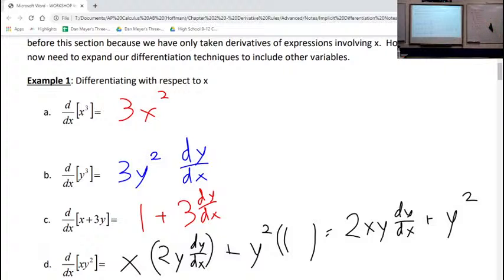And dy dx is what we'll eventually want to know, because that would be the derivative. That would be finding the derivative of y with respect to x. So our goal is going to be eventually solving in terms of dy dx. So here's what we're going to do in order to do that.